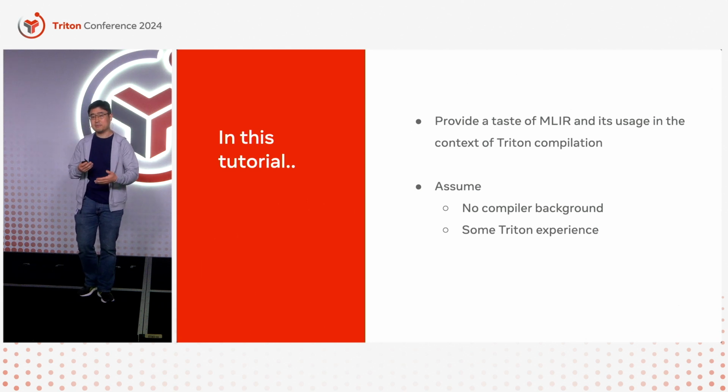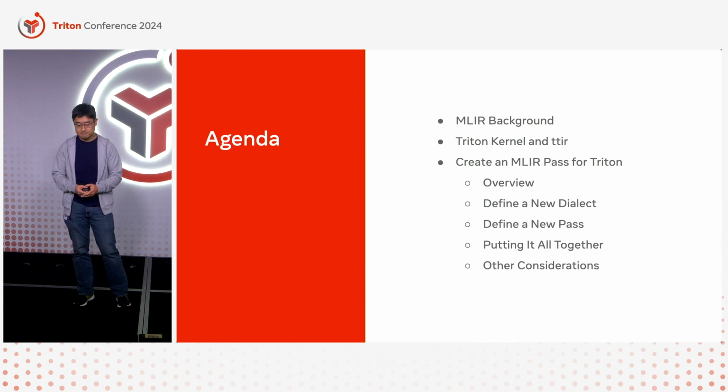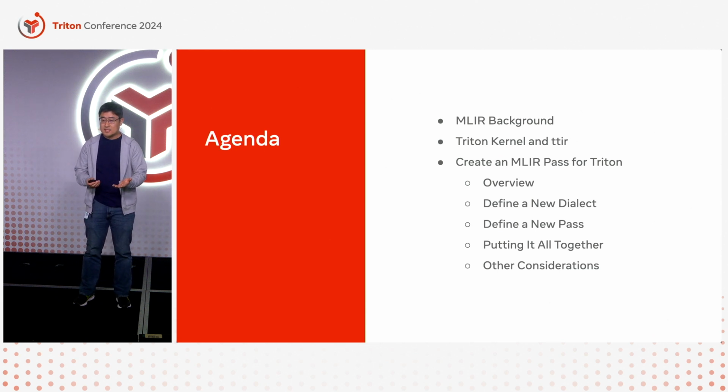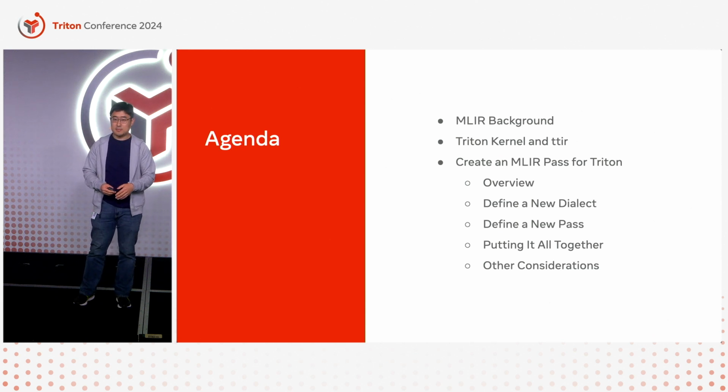It will assume you've looked at some Triton kernels before, but we'll walk through the kernels in quite a bit of detail. So not a lot of assumptions on prior knowledge. Here are the topics that we'll cover. We'll talk about MLIR background at a high level. We'll look at the Triton front end, some example Triton kernels, and the front end Triton IR that it generates. And then we'll dive into the main example of this tutorial, in which we'll create a MLIR pass for Triton.